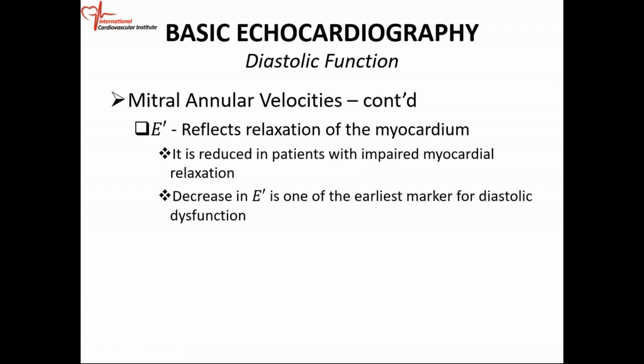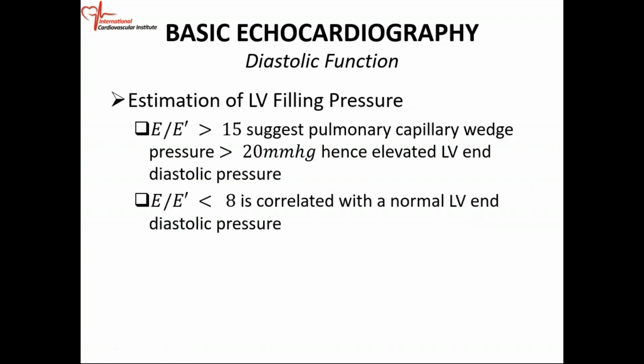So if the patient has any problem with myocardial relaxation, your E prime is going to be reduced. Decreasing E prime is one of the earliest markers of diastolic dysfunction. So if the patient comes to you with any type of muscle disease, E prime is going to be reduced. These things have changed a little bit, but in essence, they still tell you what's going on.